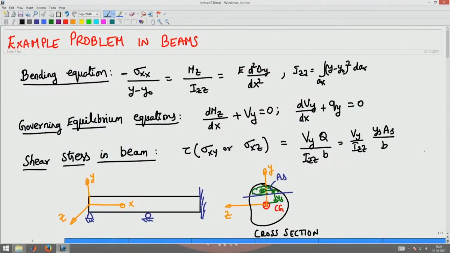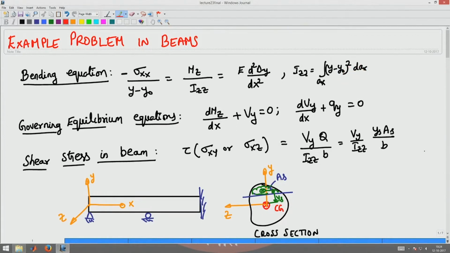Welcome to the 23rd lecture in Mechanics of Materials. In the previous 3 lectures we looked at the bending equation, which was minus sigma xx by (y minus y naught) is equal to Mx by Izz is equal to E by R. We looked at the derivation of this equation, where Izz was (y minus y naught) the whole square integrated over the cross sectional area.